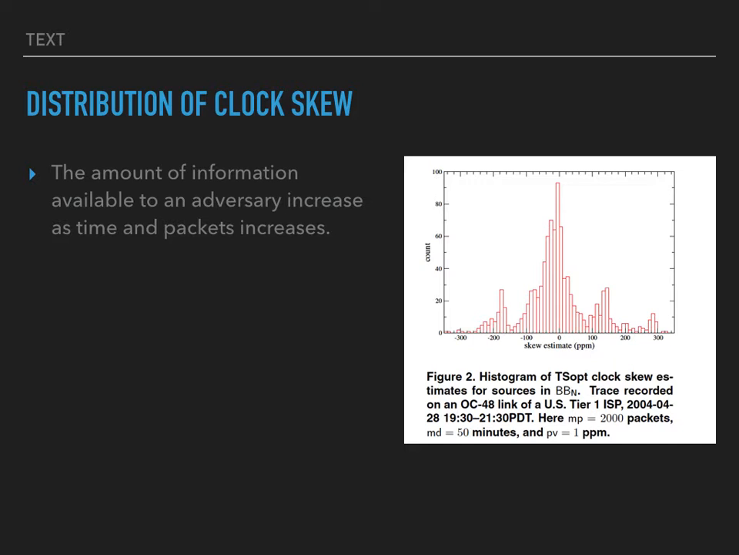Here is the distribution of the clock skews over time. The amount of information available to the adversaries increases as time increases and the packets increase. So in the picture here, we can see that the fingerprinter can obtain at least some information about the device.